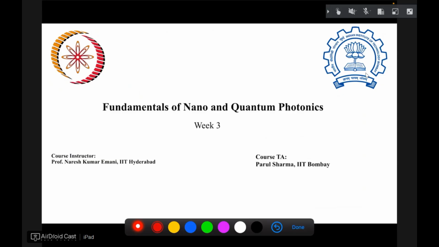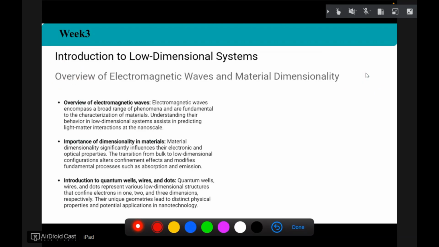So, in this week, we talked about the low dimensional materials. First of all, I will introduce the low dimensional materials, and in the last 2 weeks we introduced basics of electromagnetic waves, dispersion, and optical properties of materials like metals, dielectrics. So I just want to give an overview of electromagnetic waves and material dimensionality. Electromagnetic waves encompass a broad range of phenomena and are fundamental to the characterization of materials. We will understand their behavior in low dimensional systems, to assist in predicting light matter interaction at the nanoscale.